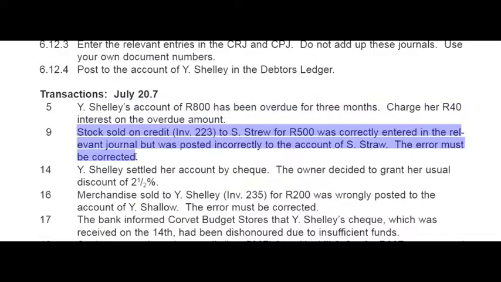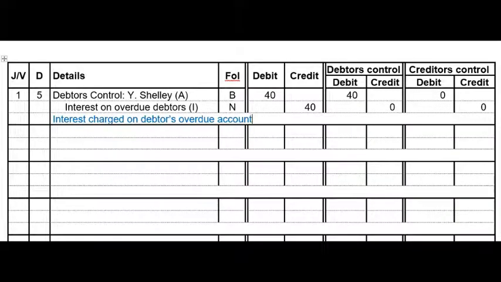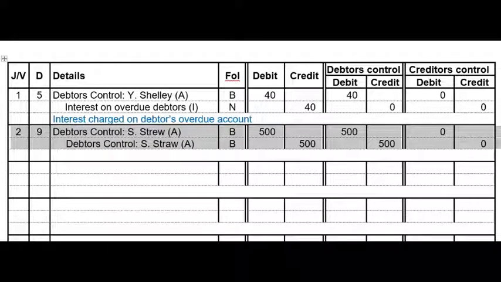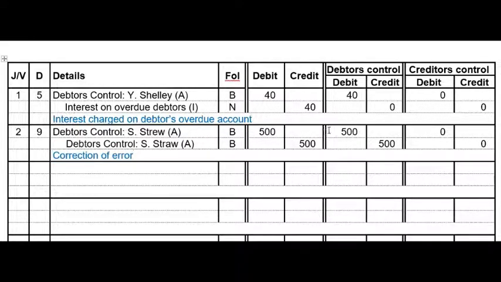Then, on the 9th, we sold stock on credit to S. Strew for 500 Rand, but it was incorrectly posted to the account of S. Straw. We have to go and correct this error in the General Journal. So it will be journal voucher number 2. We have to go and debit the correct debtor, which is S. Strew, and credit the incorrect debtor, S. Straw, and then you just say correction of error. Please remember that since both of them affect debtors control, you must also indicate it here.